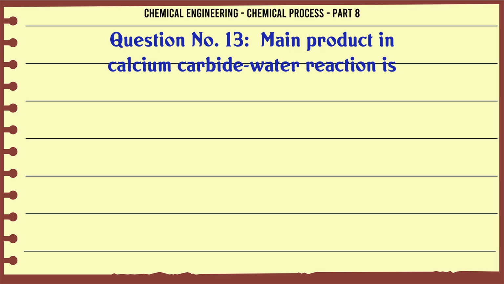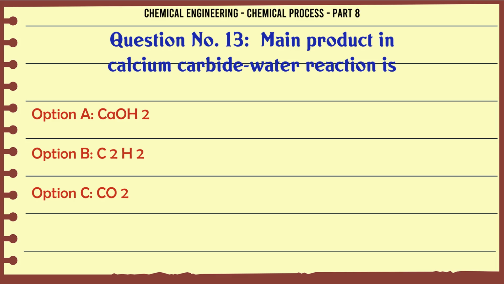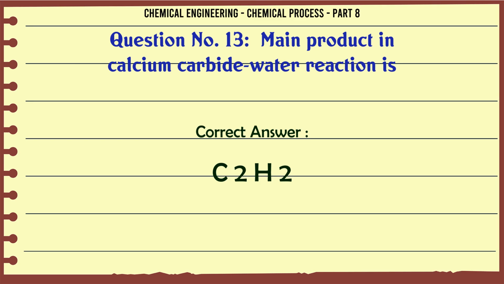Main product in calcium carbide water reaction is A. Ca(OH)2, B. C2H2, C. CO2, D. CaCO3. The correct answer is C2H2.